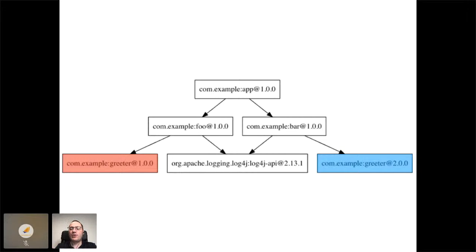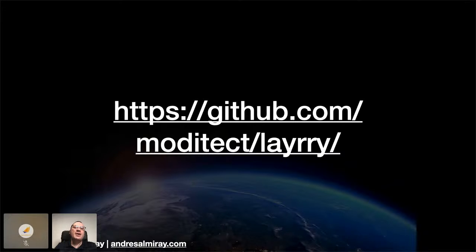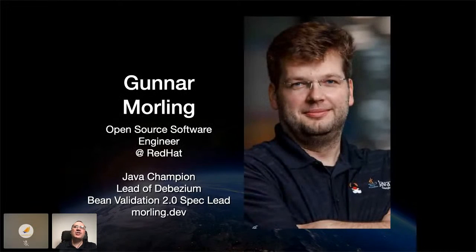And this is where Layrry comes in. The project is found in this particular URL. It's hosted on GitHub, like many other projects are. And Layrry is a brainchild of a fellow Java champion, Gunnar Morling. He works as an engineer at Red Hat. He also loves open source. He is the current lead of the Debezium project. He is the spec lead of Validation 2, and he blogs regularly at morling.dev if you're interested to hear more of his thoughts about open source and Kafka, Hibernate, and a few other things.